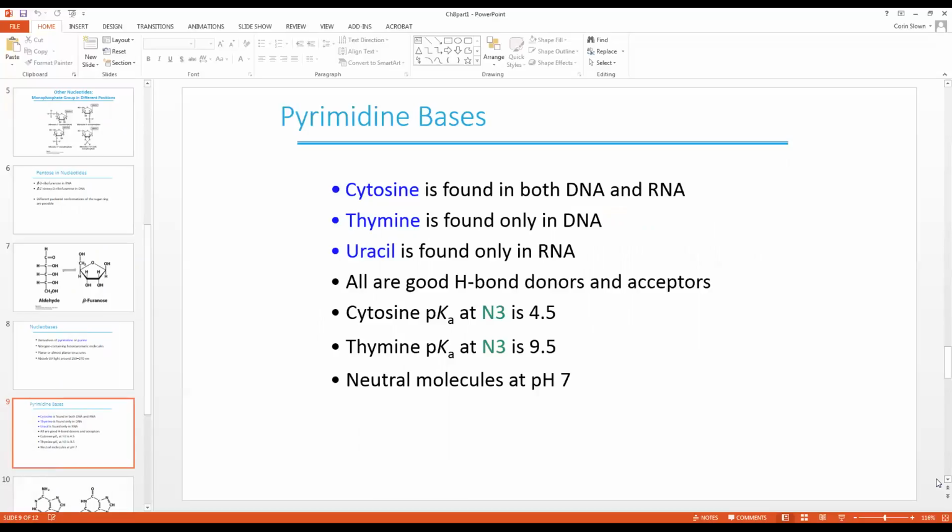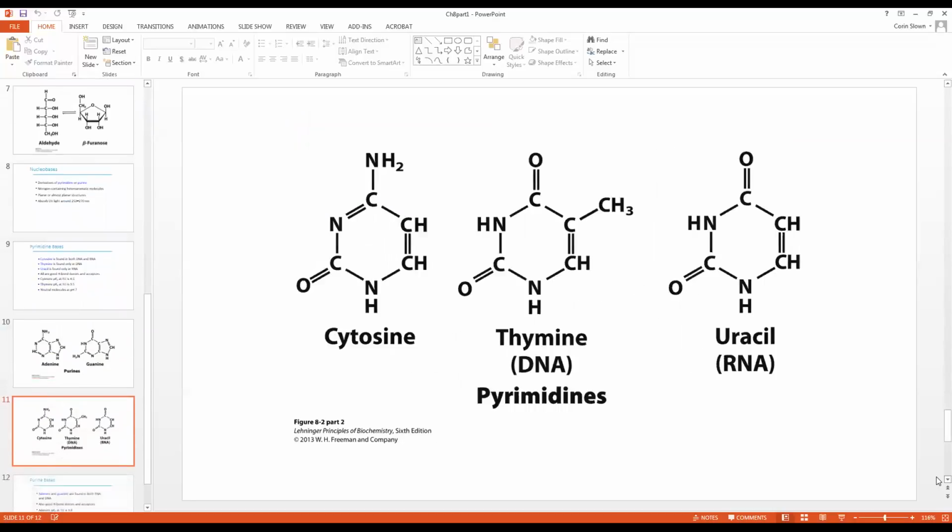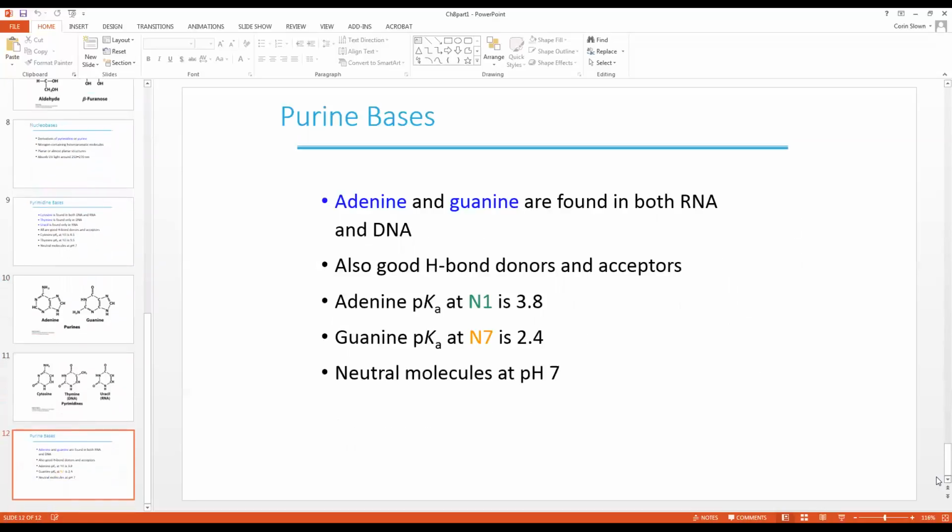Cytosine's pKa at the nitrogen is about 4.5. Thymine's pKa at that nitrogen is about 9.5. These neutral molecules occur at pH 7, so they're physiologically neutral. So adenine and guanine are our purines. Cytosine, thymine, and uracil are the pyrimidines.